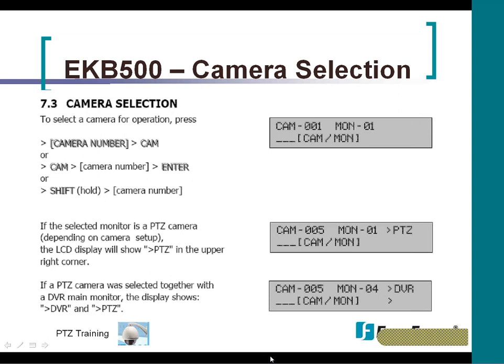If you selected a monitor as a PTZ camera, you'll see to the right in the middle that it will display PTZ. Now, down at the bottom, if you're choosing a monitor and a camera that are both designed and set up correctly, you will see it displays DVR and PTZ. It's allowing you to know that you're controlling both a DVR and a PTZ. Or if you're controlling just a PTZ or controlling just a DVR.